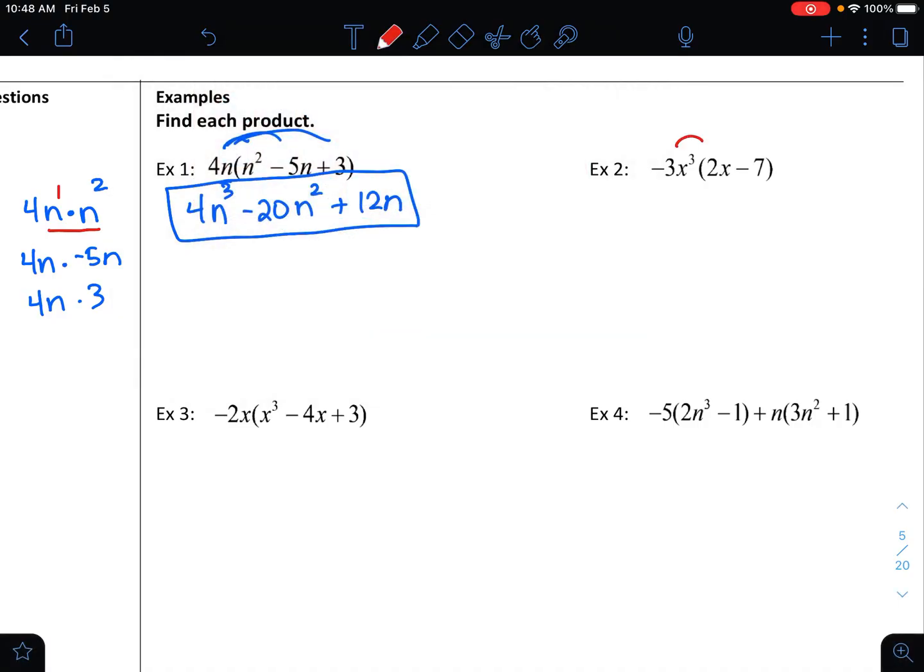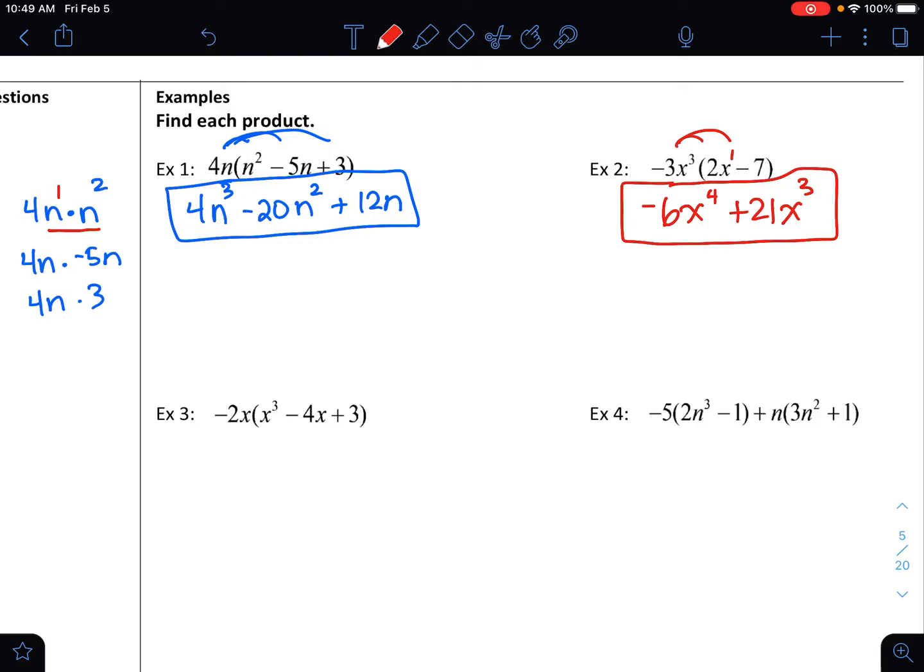Okay, number 2. Distribute in. So I've got negative 3x to the third times 2x. So negative 3 times 2 is negative 6. X to the third times x. I would add the 3 and the 1 here, and I would get x to the fourth. Second one, negative 3 times negative 7 is positive 21, and the x to the third doesn't have anything else to combine with. So I end up with negative 6x to the fourth plus 21x cubed.